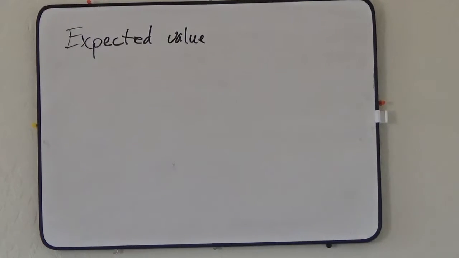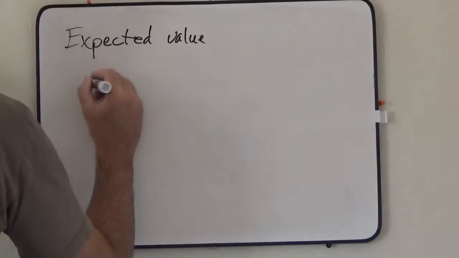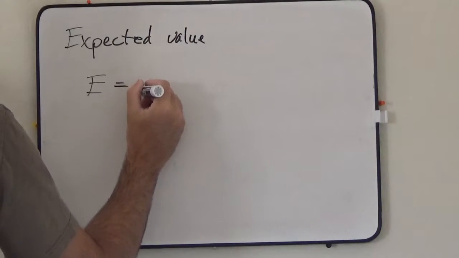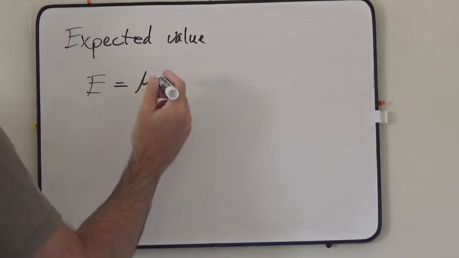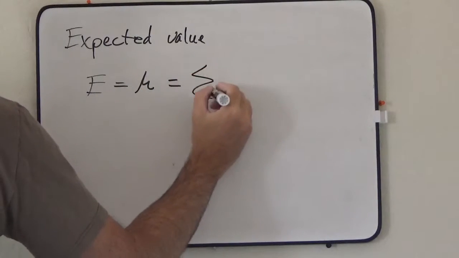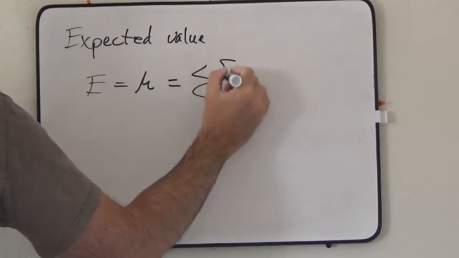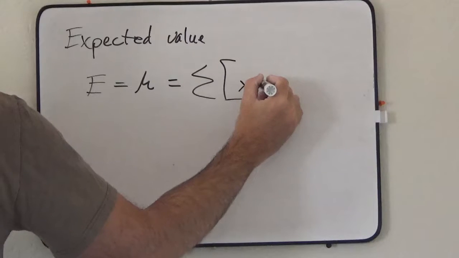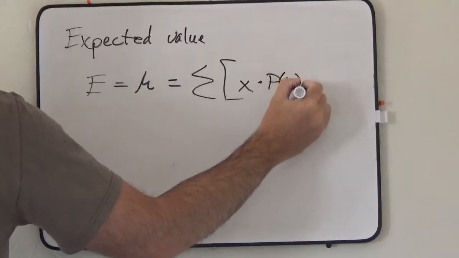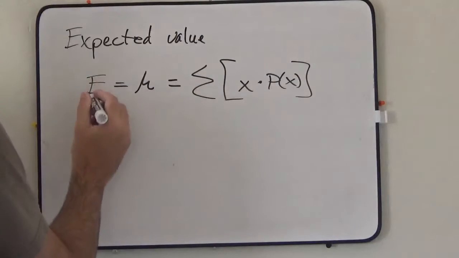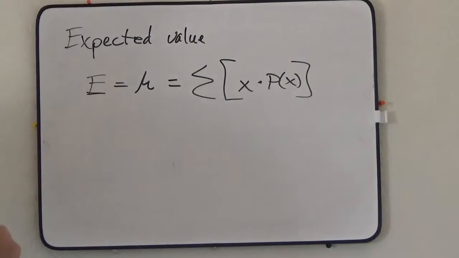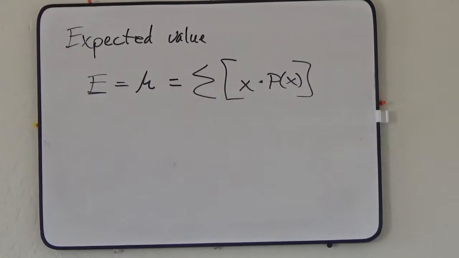So expected value is represented by capital E. Capital E is the same as mu, which is the mean. So the way we would solve it is the sum of x times P of x. We just barely saw this rule because this is the mean. That's what expected value is, the mean. So anytime you're finding expected value, you know that what you're looking for is the mean.